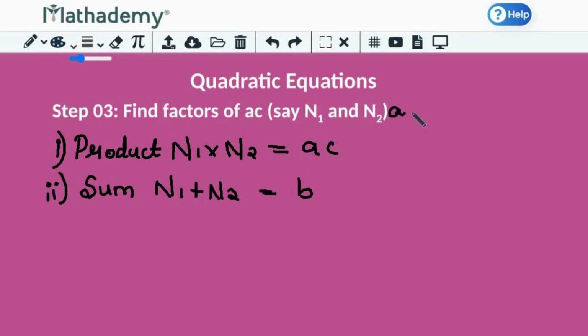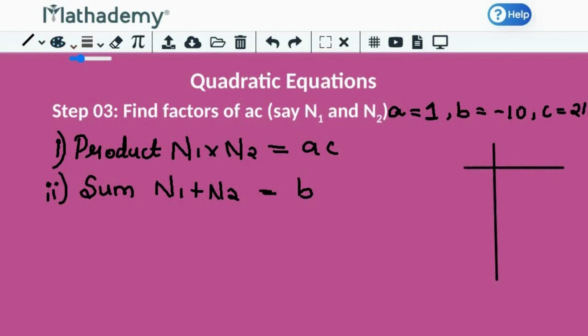First, let me write the values of a, b and c over here. So a is 1, b is minus 10, and c is plus 21. So now, first I'm going to use the prime factorization method and find the factors of AC.